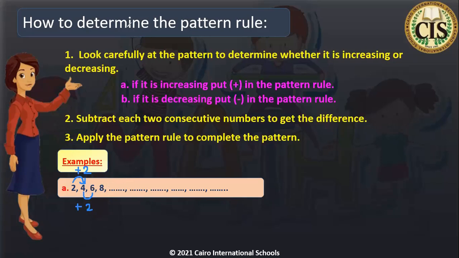The next one will be 8 plus 2 equals 10. The next one, 10 plus 2 equals 12. Great. Bravo, excellent. 12 plus 2 equals 14. 14 plus 2 equals 16. 16 plus 2 equals 18. 18 plus 2 equals 20. Great, bravo.